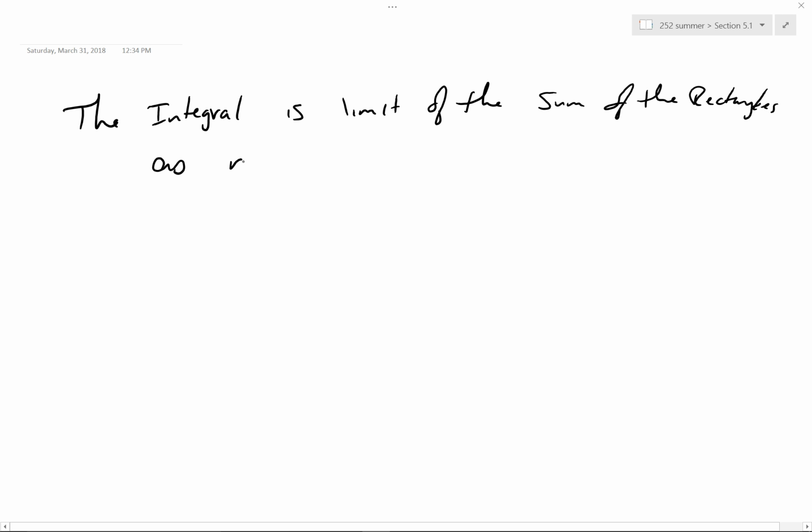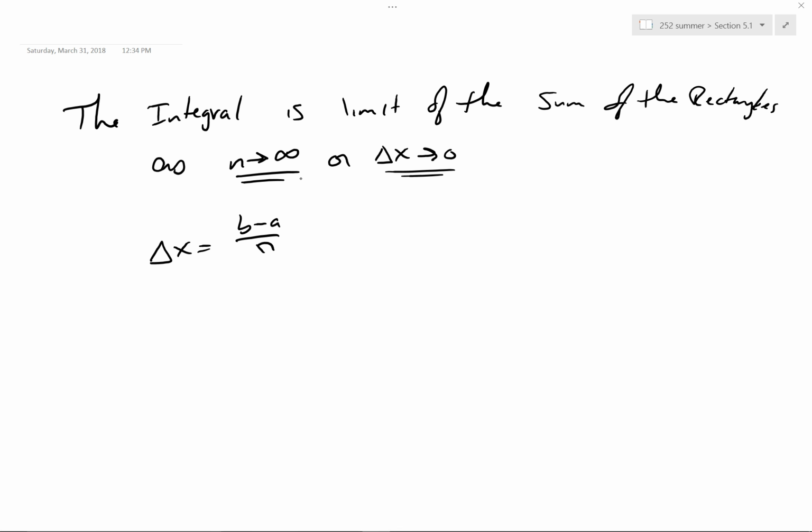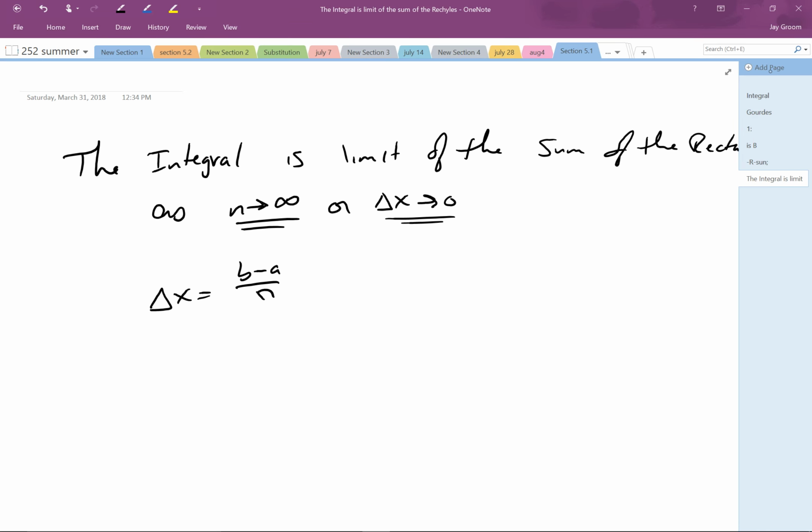as n goes to infinity, or if you prefer as delta x, which, remember, delta x is this thing. As n goes to infinity, delta x is headed to 0. In other words, the widths are getting smaller. Either you're going to have infinitely many rectangles, and by the way, if there are infinitely many of them, they're infinitely narrow. They're very, very narrow. And the idea is that as you're getting that way, there's going to be less and less and less wasted space. So that's kind of in general.